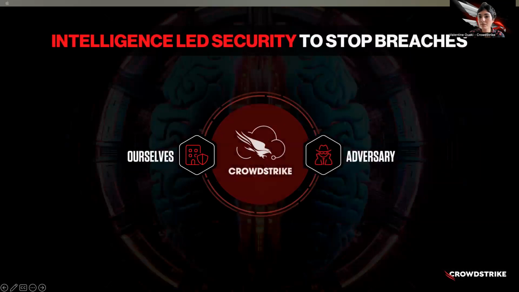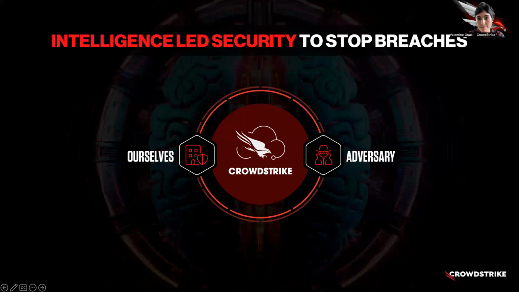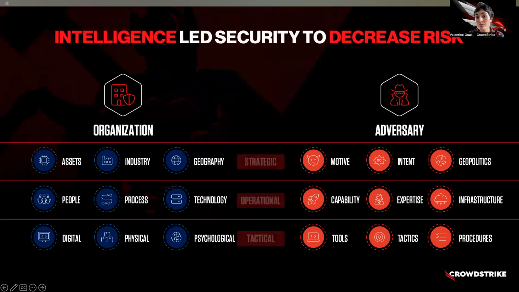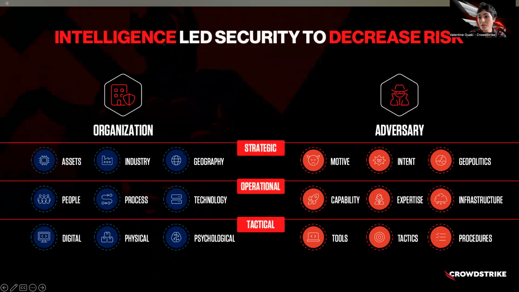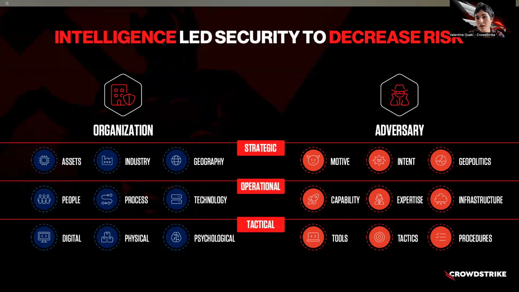So to stop breaches, you need to understand the adversary, their motivations and intents based on yourselves, your organization, and finally, understanding the relationship between your adversaries and your organization. And this understanding enables you to take better security decisions. To know your adversaries, threat intelligence will address three levels of knowledge: the strategic, the operational, and the tactical levels. So this is how you will understand the motives and intents of adversaries, their expertise, and their TTPs, so tactics, techniques, and procedures, as a possible threat to your organization.